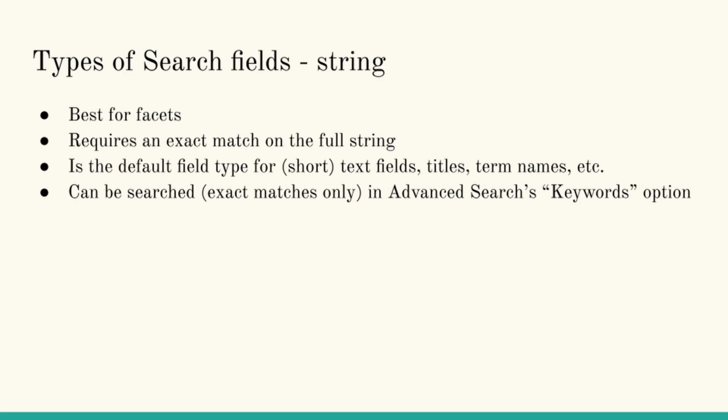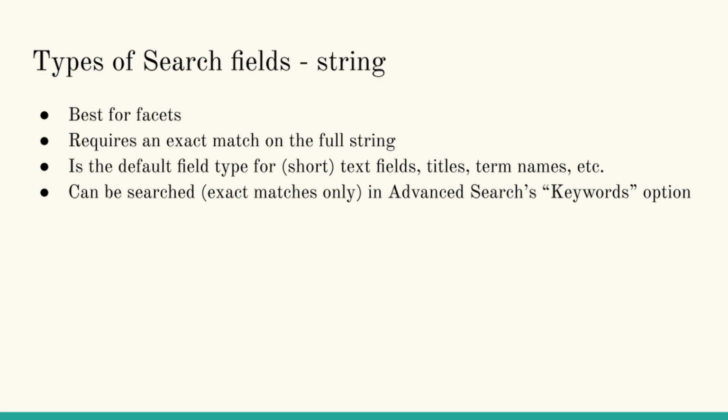And this is great for facets, because it requires the exact match, the string to match completely. So if you have a partial match, it's the default for things like term names. So if I had my name in there as Lefebvre, Rosie, and you typed in Rosie, it would not match on this if it was searching as a string field.